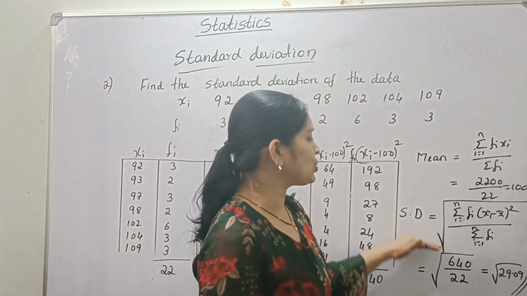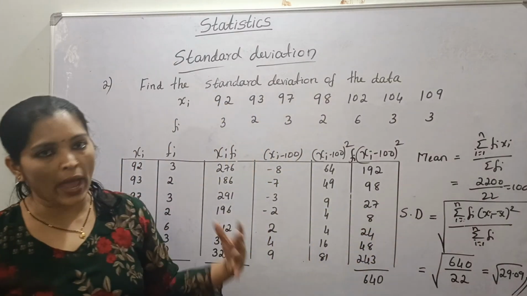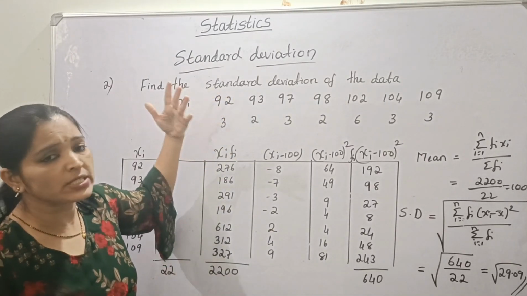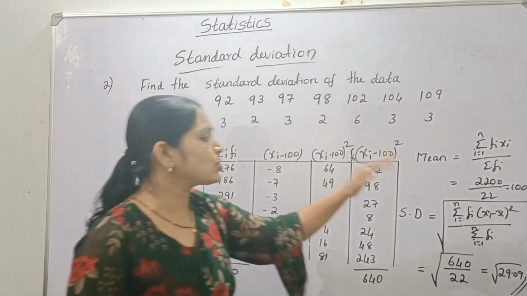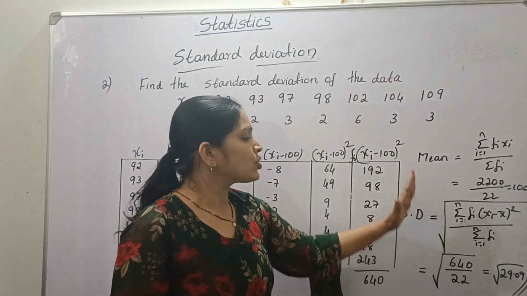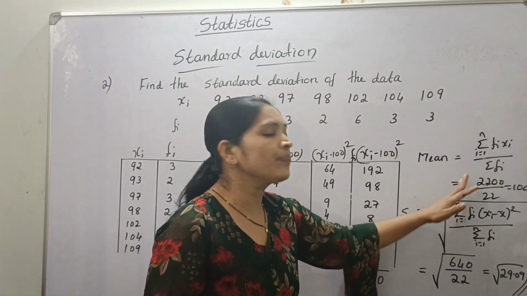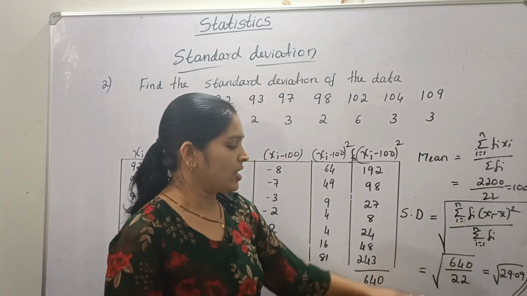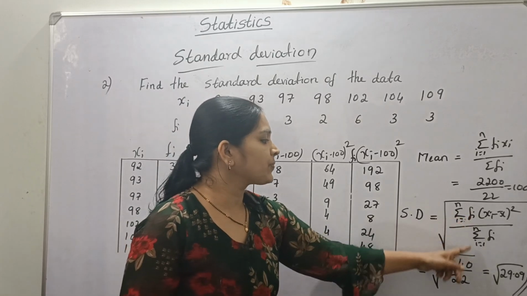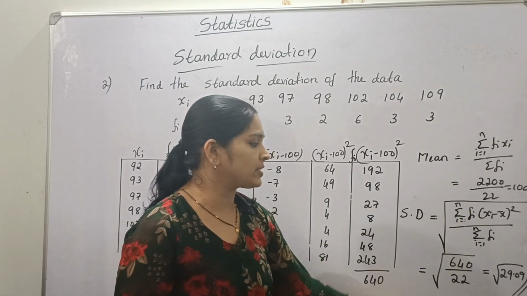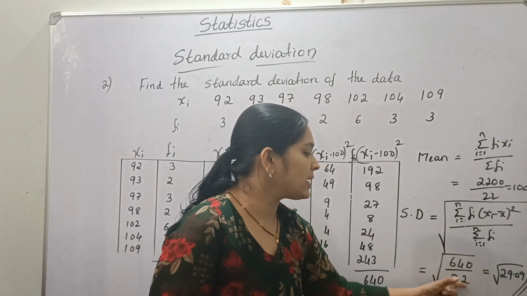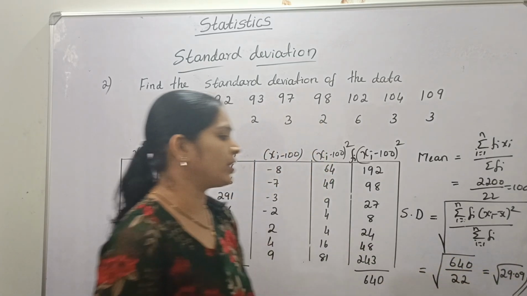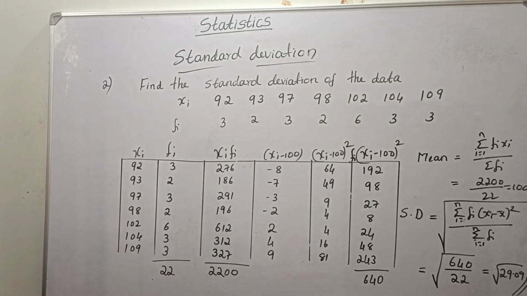Next, substitute. See, standard deviation is the square root of the variance. Here you are asked to find the standard deviation of the given data. So standard deviation is equal to the square root of sigma Fi Xi minus x bar whole square divided by sigma Fi. Here its sum is 640 divided by sigma Fi, which is 22. So you will get the value 29.09. So the square root of 29.09.